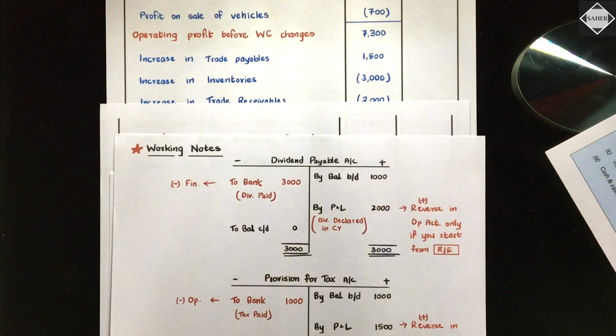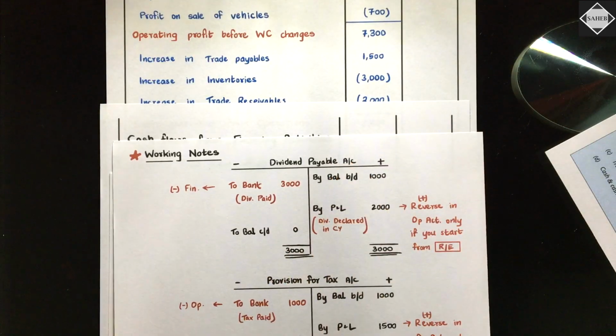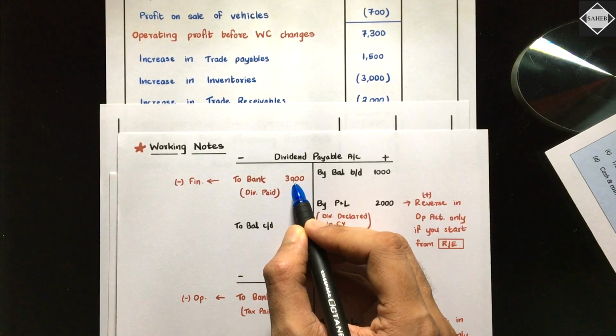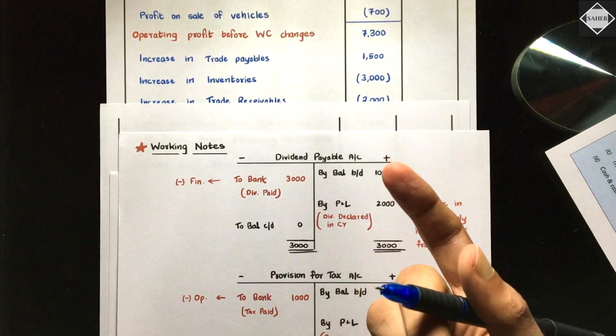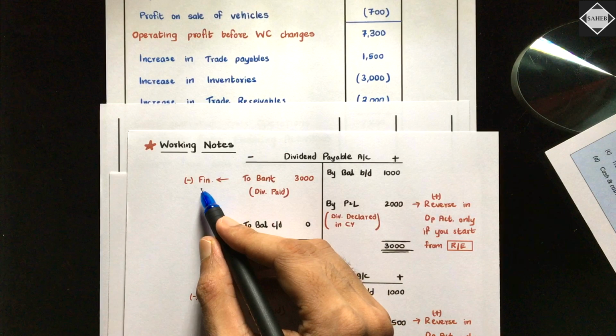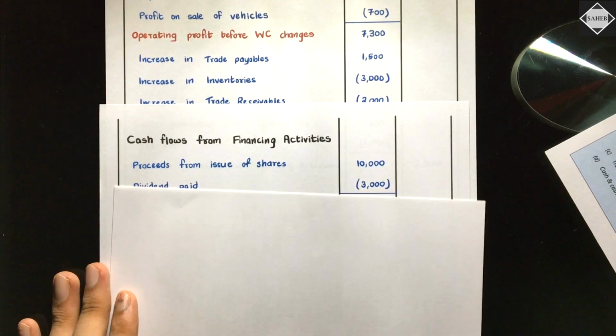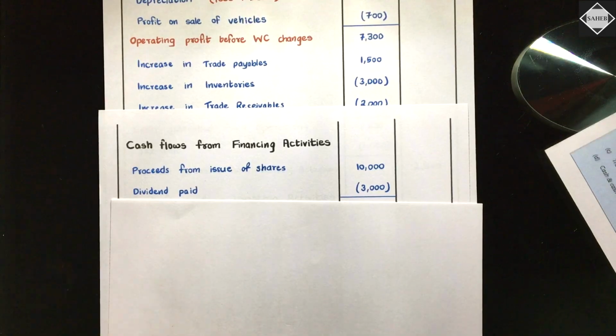It's just in dividend payable. In the dividend payable account, we have found out how much dividend has been paid in the current year. How much? 3,000, right? And dividend paid is a financing cash outflow, so we have to subtract it. We have paid the dividend, money is going out, so we have to subtract it. Simple. Dividend paid 3,000, and then nothing else.